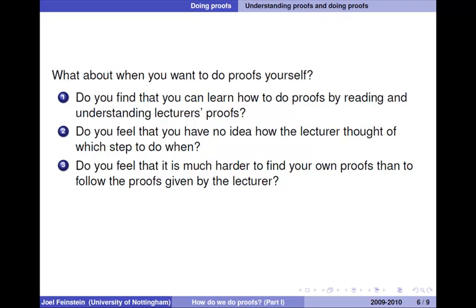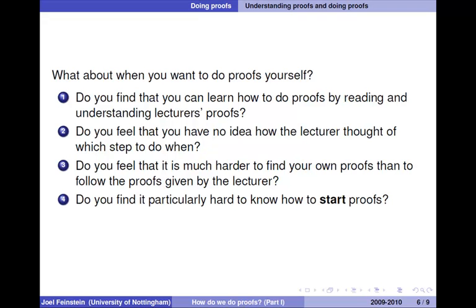So is it easier to follow the proofs that the lecturer gives, or is it harder to find your own proofs than to follow the proofs given by the lecturer? I think that's a definite yes. And a lot of people have trouble with the first line of a proof. And this is something, again, that I'm going to be addressing in these sessions. How should you start a typical proof?